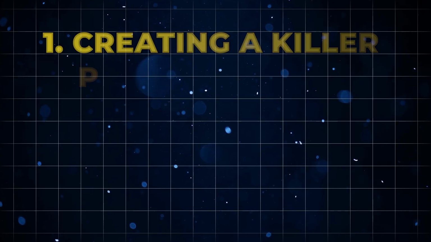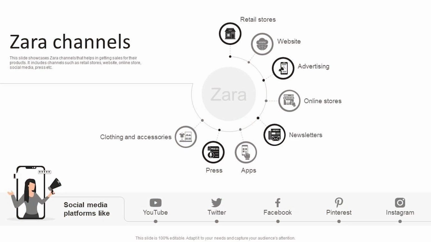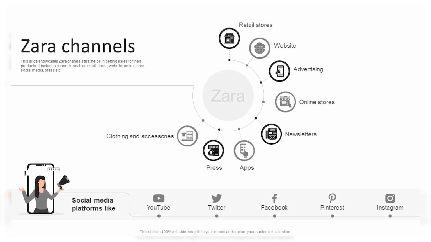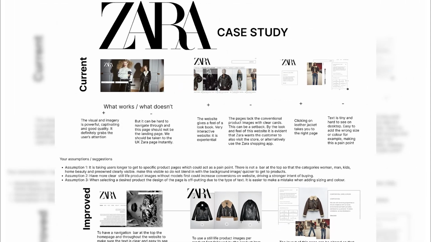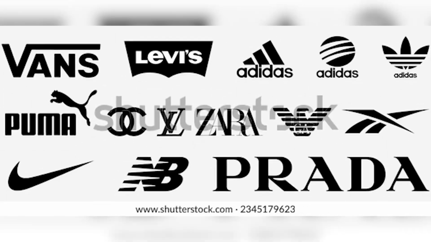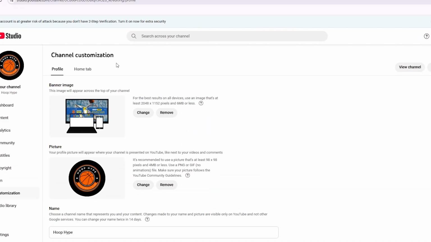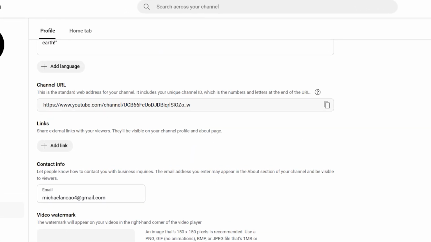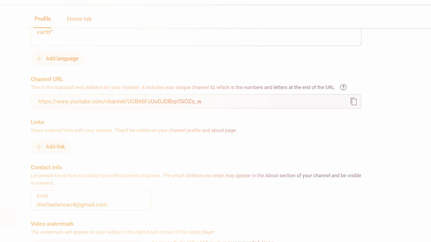Here's how. Number 1. Creating a killer profile picture. Head over to Zara.com and input your channel name. Choose a snazzy option that speaks to your brand. Don't settle for the first design. Play around with layouts until you find one that pops. Increase the size, screenshot, and voila! You've got yourself a logo. Upload it to your YouTube channel under channel customization. Next up, craft a compelling description that tells viewers what you're all about. Keywords are key here.